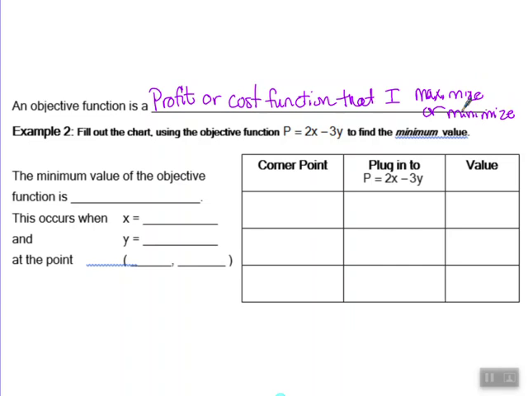So here you'll see I'm going to fill in a chart. There's my objective function. Now in the last example, I had 3 corner points. I'm going to copy those exact corner points down.